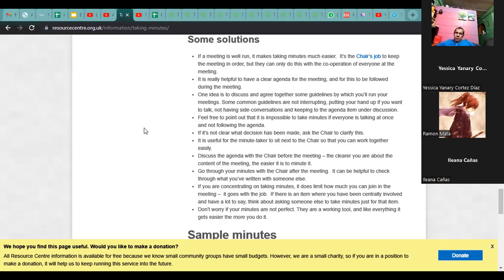For example, ask other people if some decision is not clear at all. They are talking about the chair, okay? Maybe sit next to this person, the chair, in order to work together, to have a better relation in order to run the meeting in a good way.